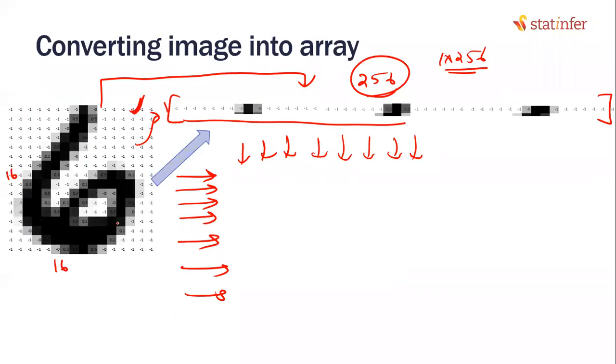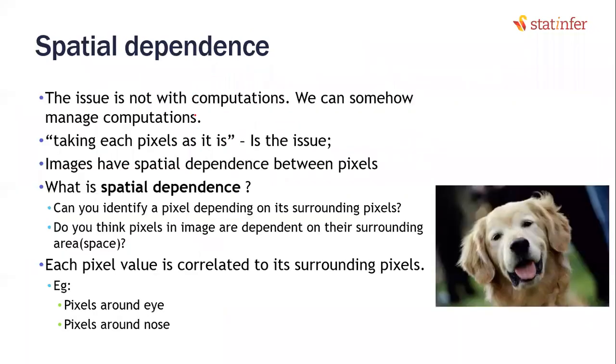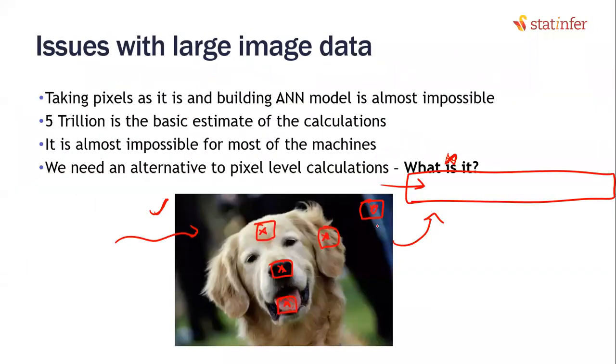Even here, by looking at this, I can say this is the image of 6. However, if you give me this flattened one array kind of thing, I will not be able to say what image that is. So images have spatial dependence, local correlation. They are related to each other. These pixels are related to each other. Surrounding pixels are related to each other.